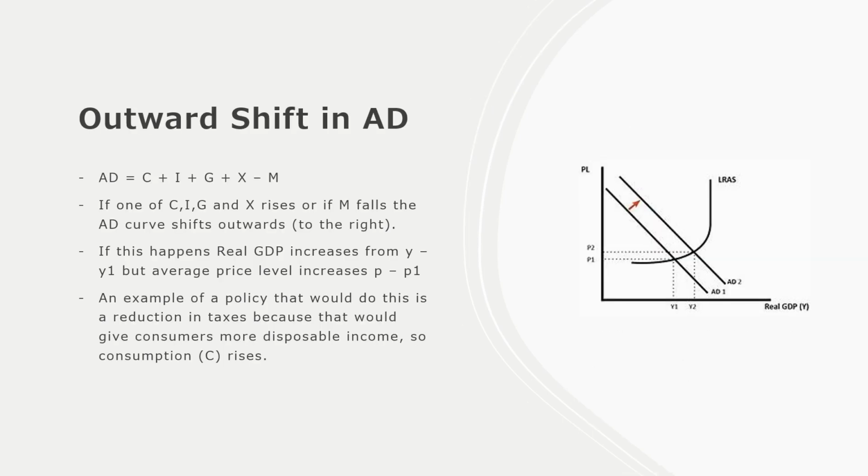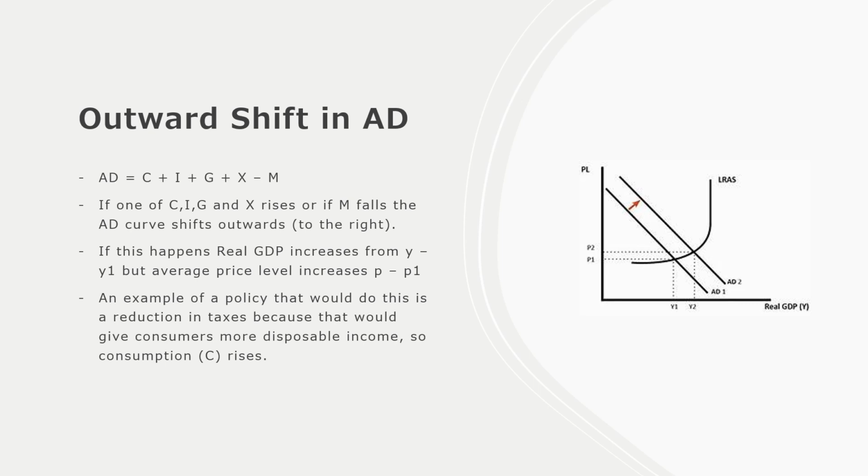Now, an outwards shift in AD, which is this line here, occurs when one of C, I, G, or X rises, or if M falls. That would cause the AD curve to shift outwards or shift to the right. So if this happens, real GDP increases from Y to Y1 or Y1 to Y2, depending on what your axes are. But average price level also increases, P to P1. So there's some economic growth there, but there was also some inflation.